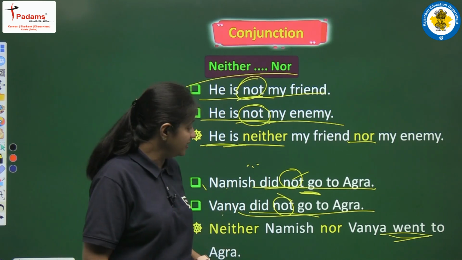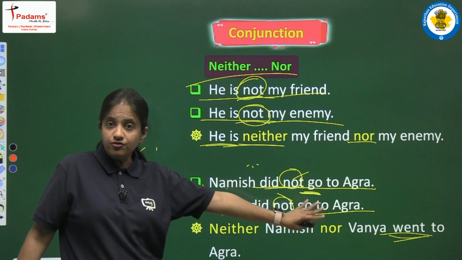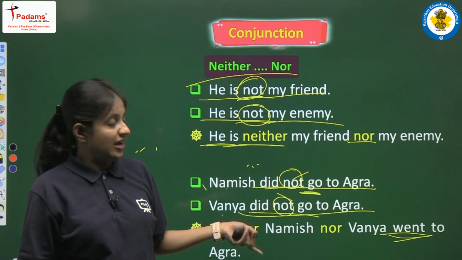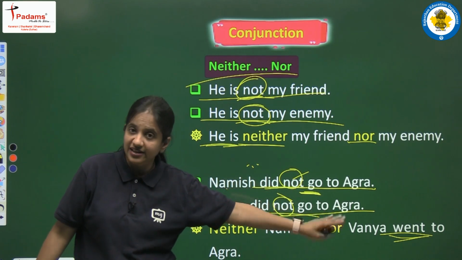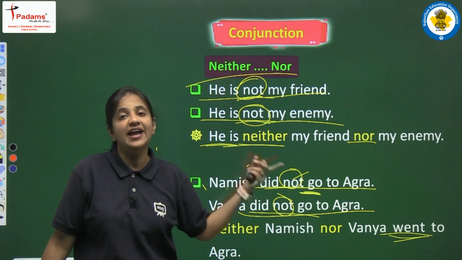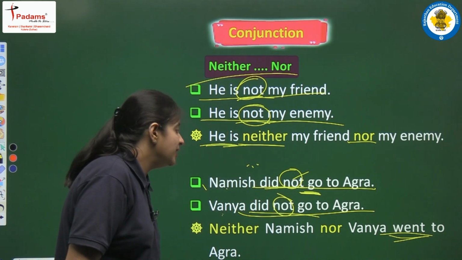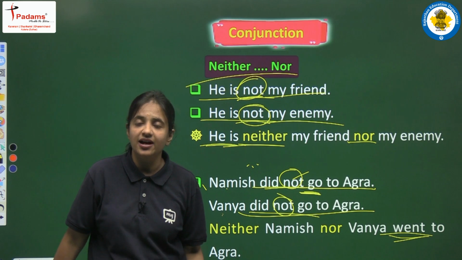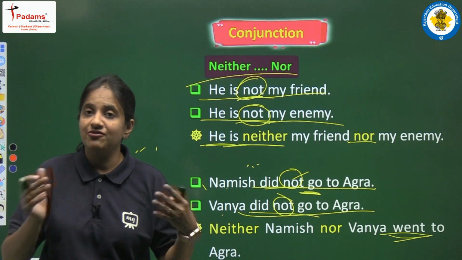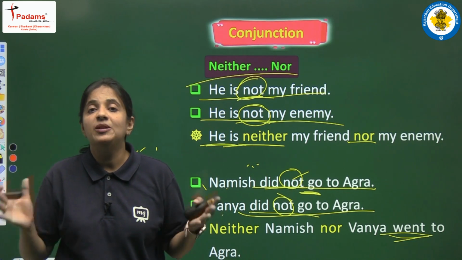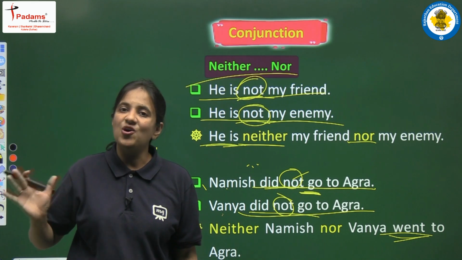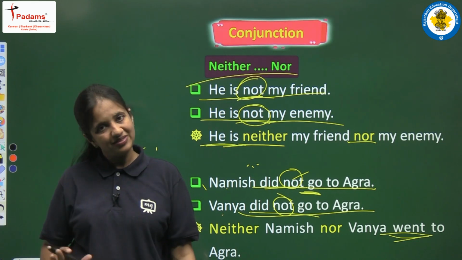Because of that we have to follow all the rules that are applicable in a positive sentence, and according to that we are not writing did here, and we are writing the second form of the verb, that is went, and the sentence will be: neither Namish nor Vanya went to Agra, and the rest of the thing will be the same. We have to understand what is the different part. That different part will be connected using neither nor, and the common part will be there only one time. All right.